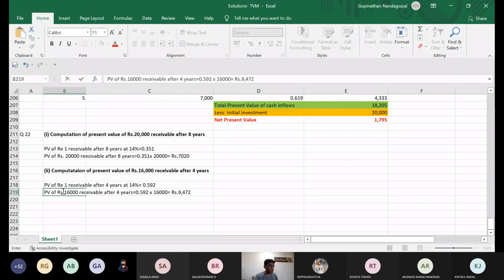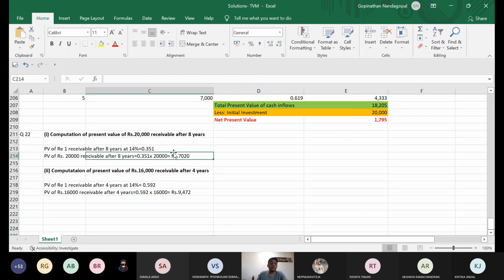I also advise whether it should better receive 20,000 at the end of 8 years or instead 16,000 after 4 years. Which one is better for you? Sir, 16,000 after 4 years. 16,000 after 4 years. One minute. I'll just highlight this so that it will be easy for you to know.